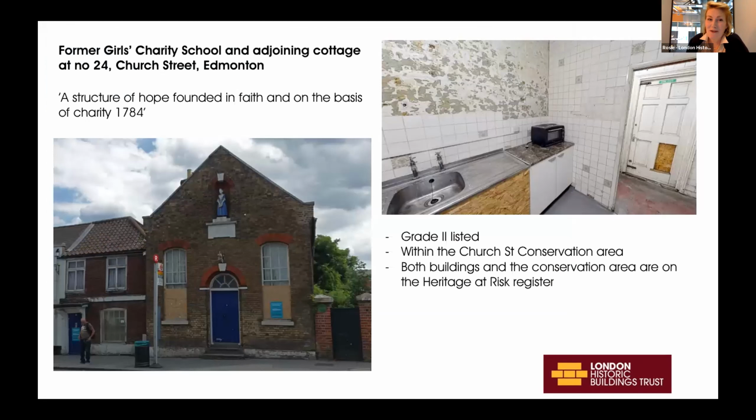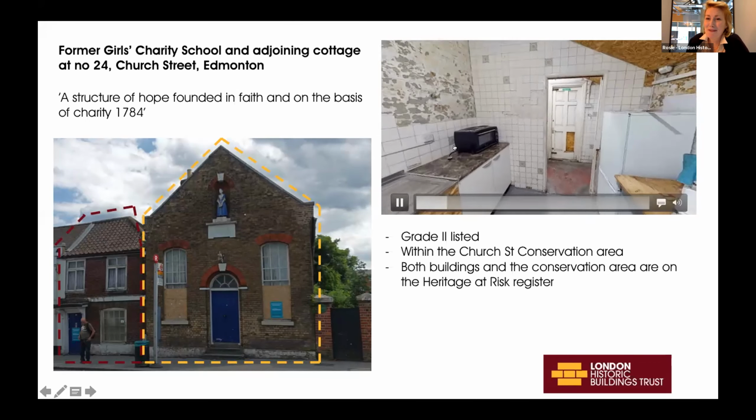So to actually focus in on our site, it is in fact two buildings which are linked. This here is the Former Girls Charity School building itself, and next to it is the Mistress's Cottage. Both of these buildings are Grade 2 listed. They're within the Church Street Conservation Area, and both the buildings and the conservation area are on the Heritage at Risk Register.